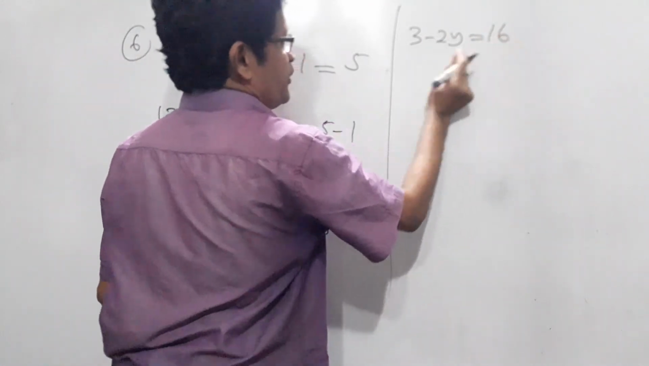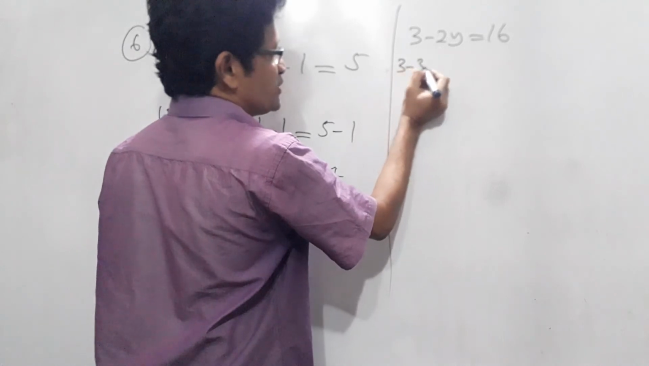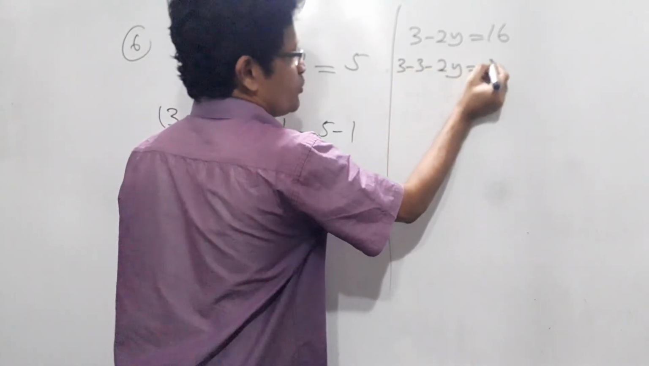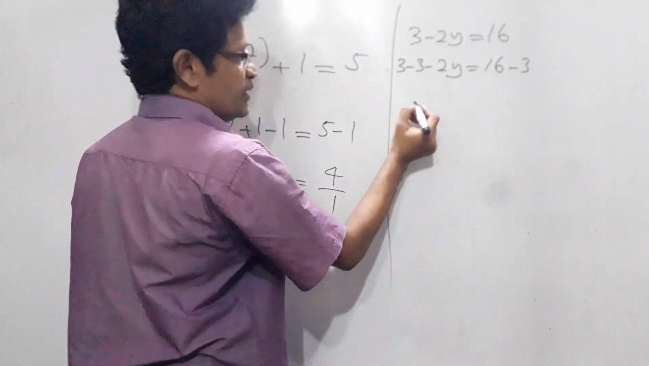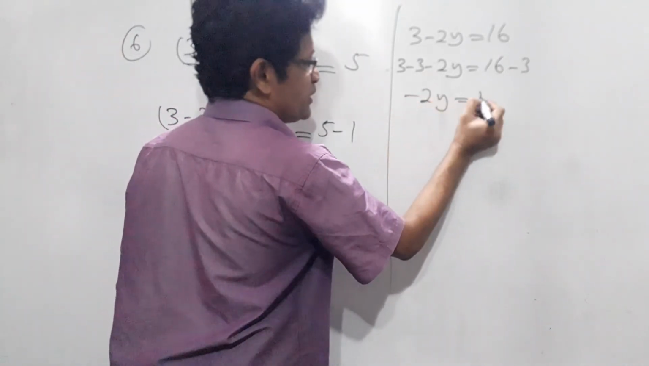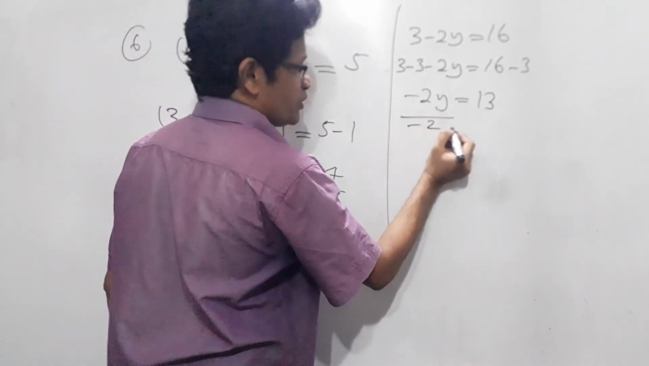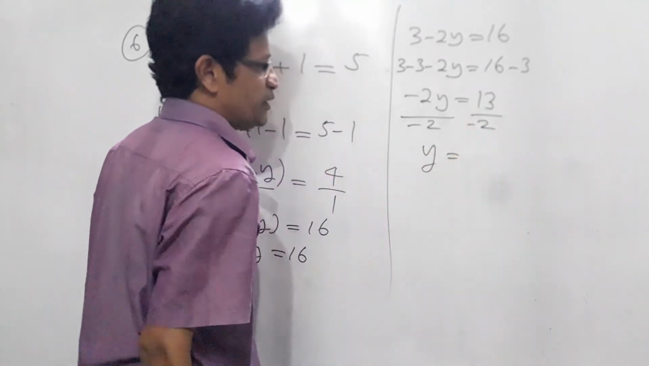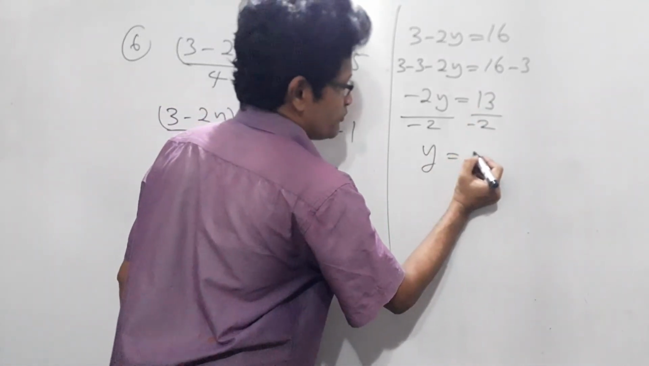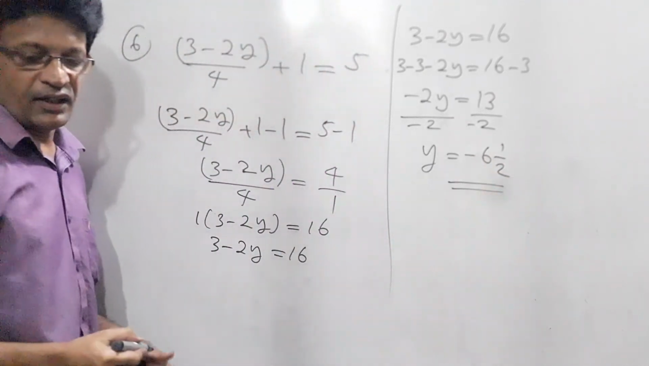So I have to get rid of this 3. For that I subtract 3 from this side. 3 minus 3 minus 2y equals 16 minus 3. So 3 and minus 3 will get cancelled. Then minus 2y equal 13. So therefore I divide both sides by minus 2. Then what? Here y equal minus 13 divided by 2 is what? Minus 6 and half. So this is our answer.